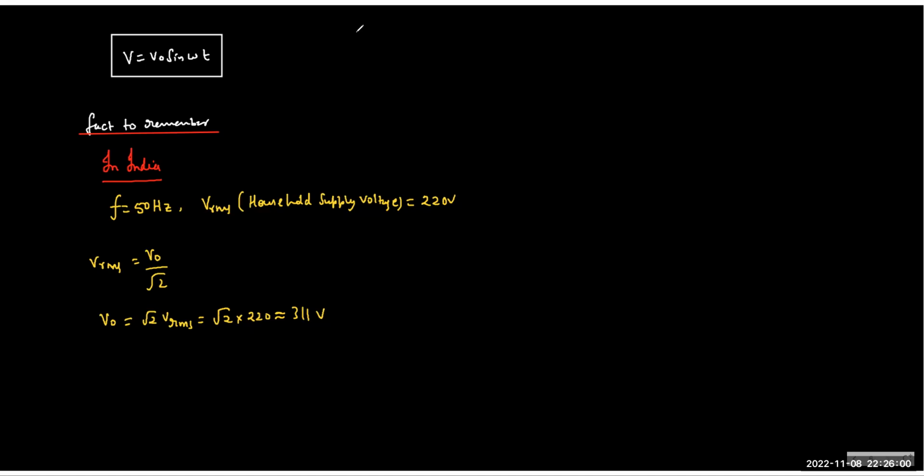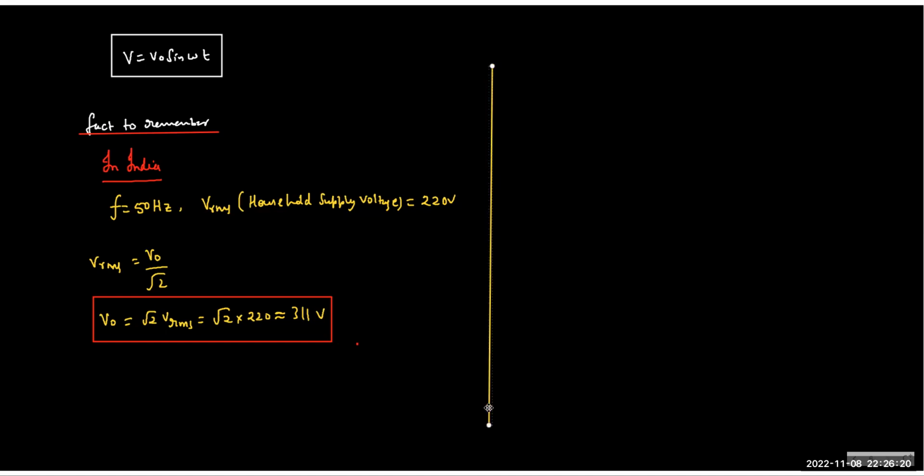So V naught equals this value. Generally when you solve a question, they will add something like 50 hertz, 220 volt. So instead of a voltage expression, they will write it like this. They will draw something like this and write something like this.